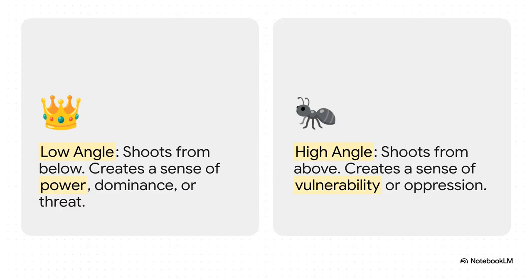And it's not just about distance. The angle of your camera has this crazy psychological power. If you shoot someone from down low, looking up at them, they immediately seem powerful, maybe even threatening. But take that same person and shoot them from up high, looking down, and suddenly they look small, vulnerable, maybe even trapped. It's such a simple trick, but the emotional effect is massive.